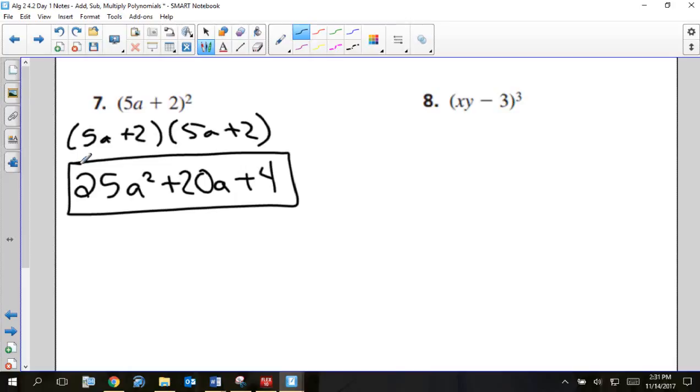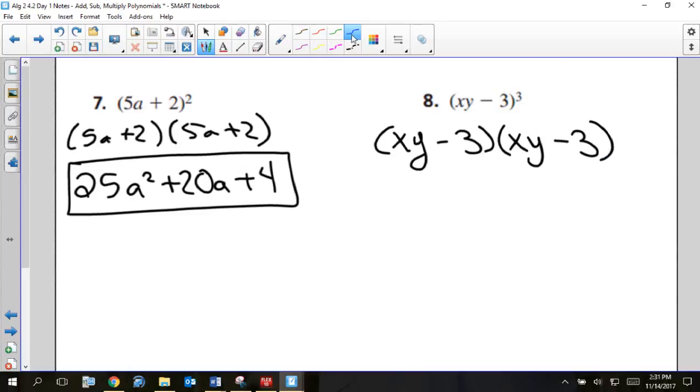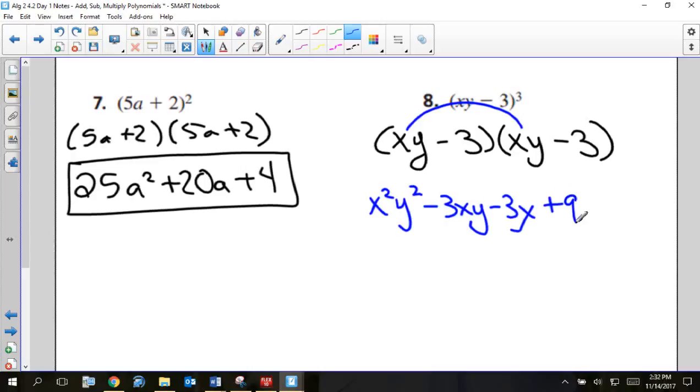So I already see a few mistakes on number 8. Be careful. When you do xy times xy, that's x times x and y times y, which is x squared y squared. And then minus 3xy plus 9. So x squared y squared minus 6xy plus 9 for the first two.